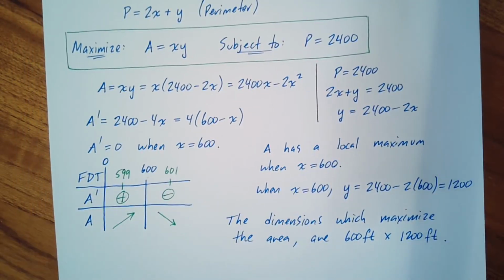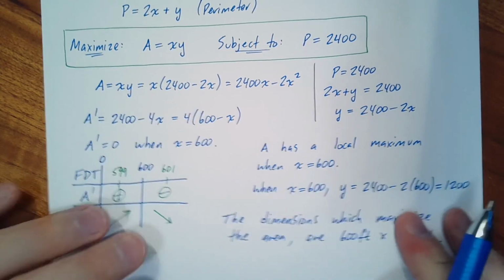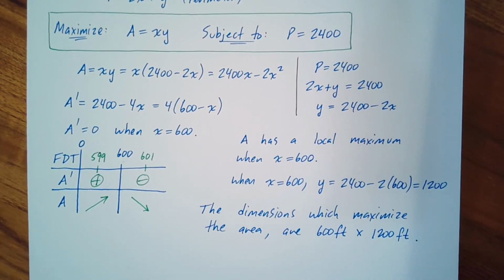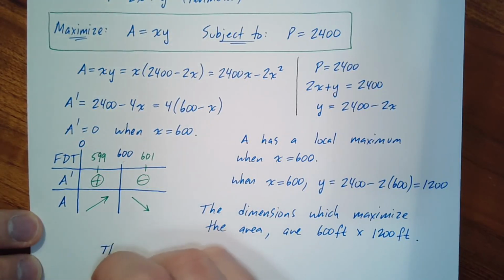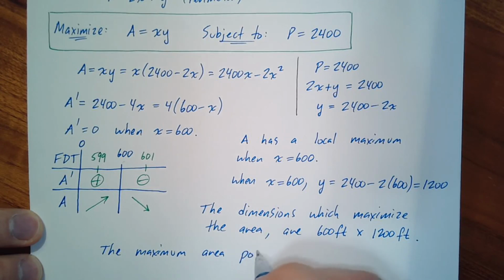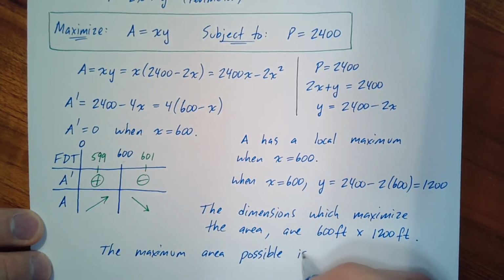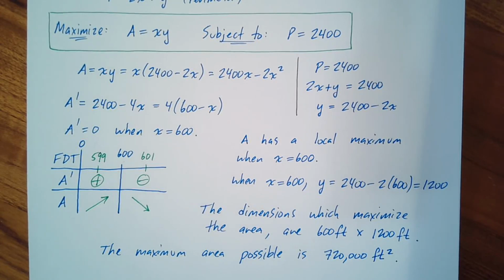And then the other part of the question, which was actually asked as the first part, is what is the largest area possible? Well, how do you get that? Just multiply these two numbers and you'll get the largest area possible. We've already done all the work. The rest is just kind of a formality. If you multiply 600 and 1200, what you're going to get is 720,000. So the maximum area possible is 720,000 square feet. So you'd say 720,000 feet squared, just like that.